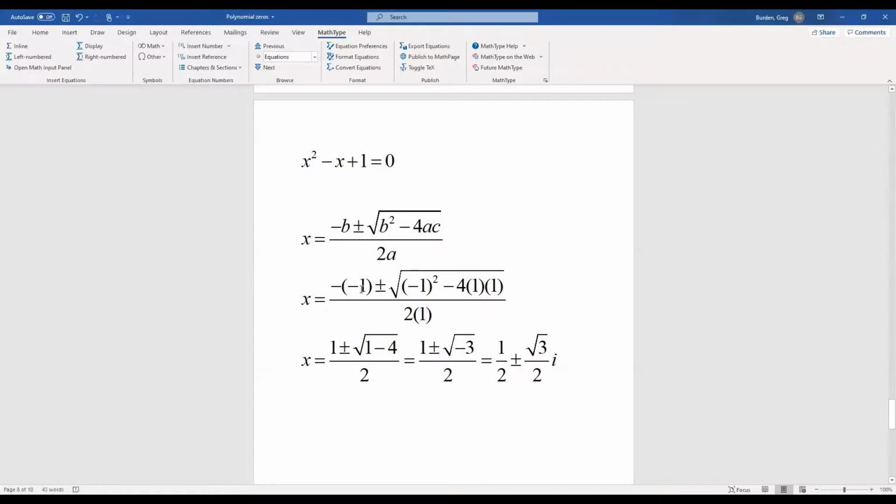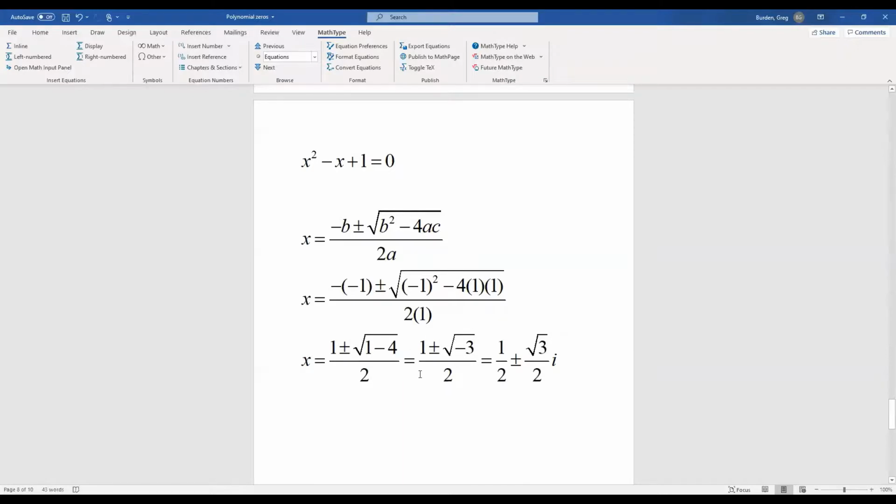The opposite of B, opposite of negative 1, plus or minus the square root of B squared, negative 1 squared, minus 4 times A times C, 4 times 1, all divided by 2 times 1. Just to remind you if you hadn't worked with the quadratic formula for a while. Okay, so anyway, a lot of those just become 1. And so we have 1 plus or minus the square root of 1 minus 4 all over 2. 1 minus 4 is negative 3.